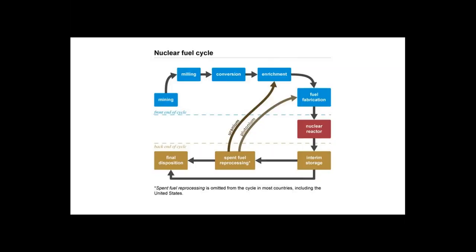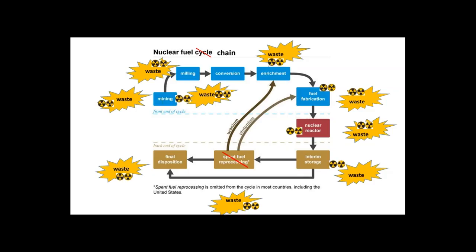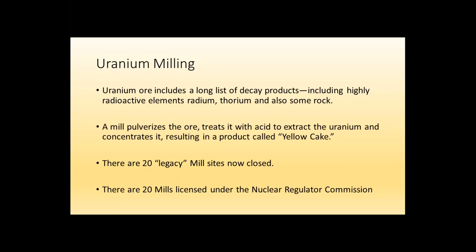This is a typical overview of the nuclear fuel chain. Notice that at every step of the fuel chain, radioactive waste is generated. All of the steps of the fuel chain give off radioactivity, resulting in worker and community exposures, and radioactive waste that will still be here for future generations. We're going to give a little overview of each of these steps.